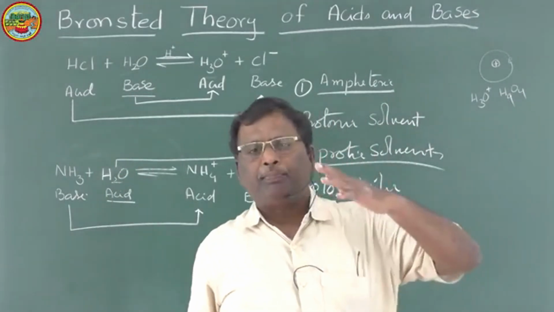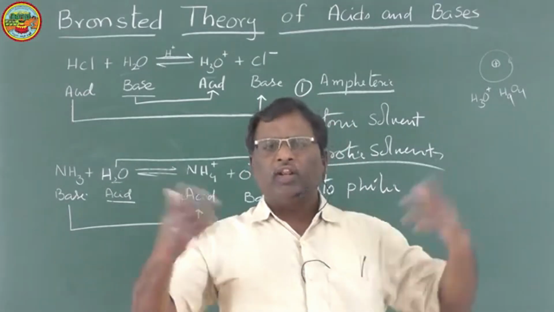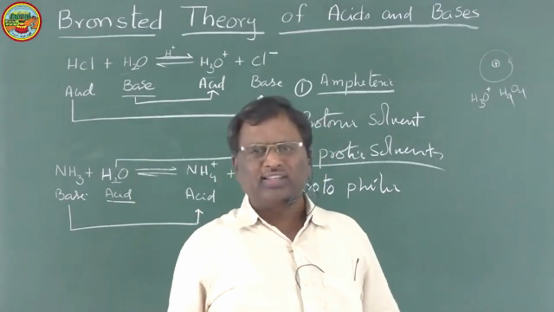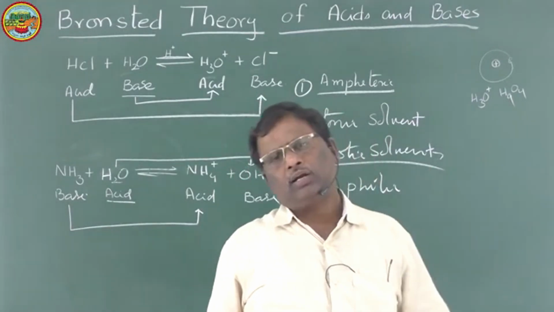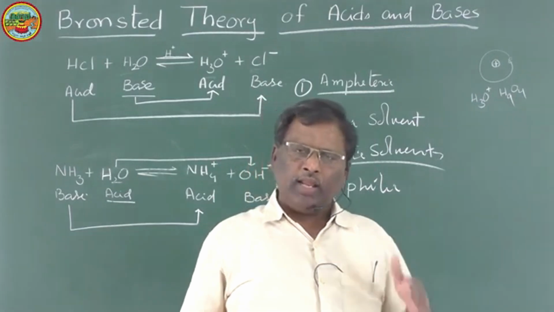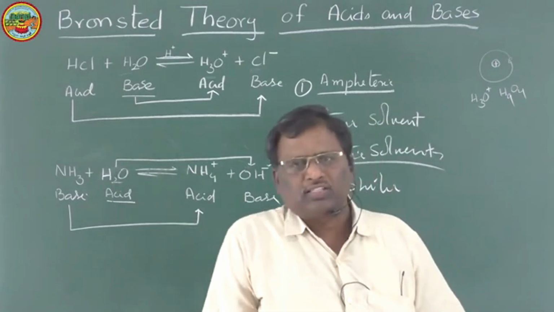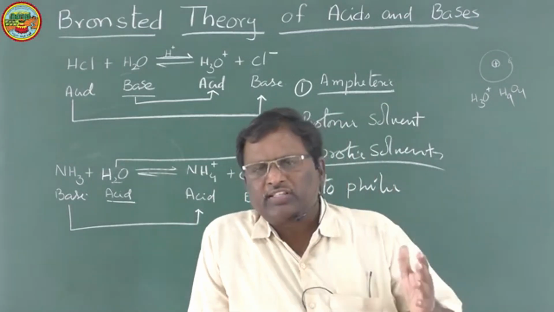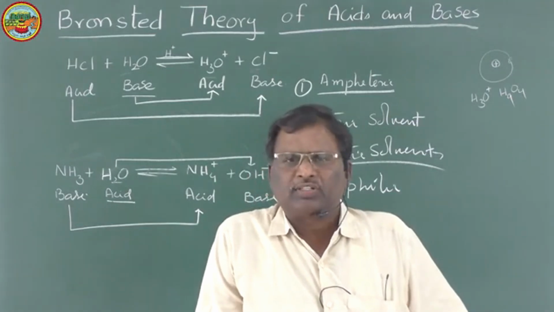One is protonic solvents. Those substances which can donate a proton are said to be protonic substances. That means all Bronsted acids are protonic substances. Then the second one is protophilic substances. Protophilic means the substances which accept protons are said to be protophilic substances.